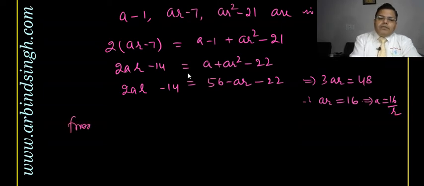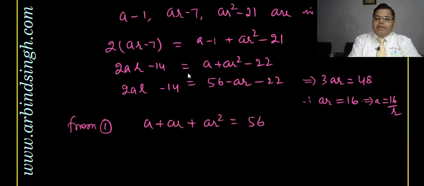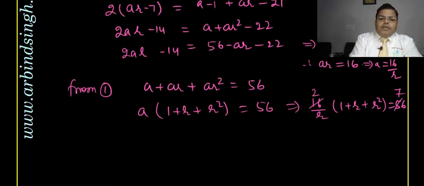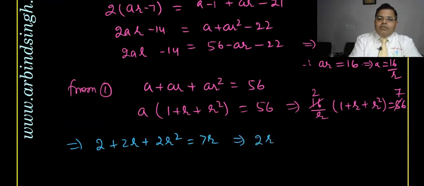Now from the first, A plus AR plus AR square is 56. I can put A common here, and A times 1 plus r plus r square is 56. So I can put here the value of A, that is 16 by r, into 1 plus r square is equal to 56. Right? So 8 2s are 16 and 8 7s are 56. R can multiply this side. That will be 2 plus 2r square is equal to 7r. And that will be 2r square minus 5r plus 2 is equal to 0.